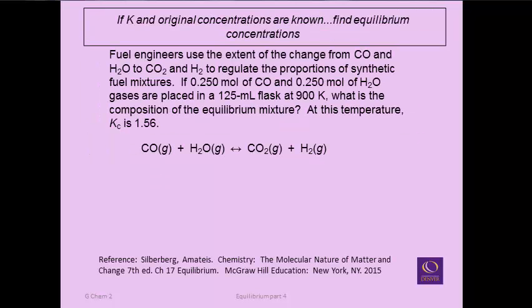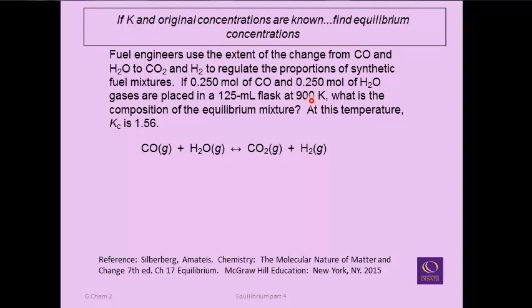So let's get started. Here's a problem that fuel engineers use. The situation is that you have a 125 milliliter flask. It's at 900 K. You're basically going to add 0.250 moles of carbon monoxide and 0.250 moles of water, and then let the reaction run with an equilibrium constant of 1.56 at this temperature. What are going to be the final equilibrium concentrations?